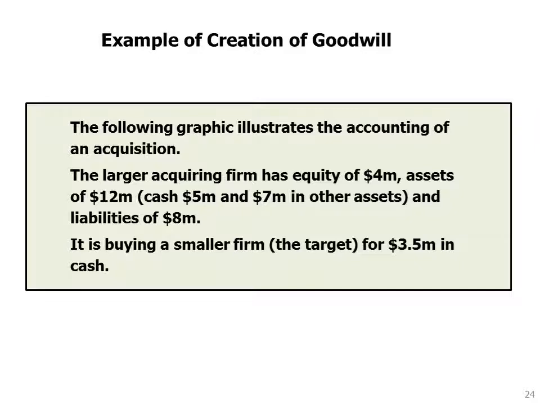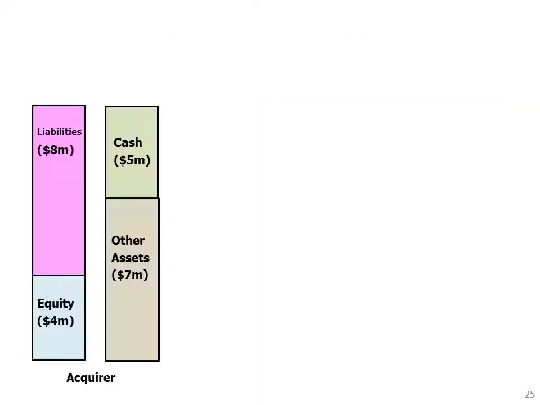So we've got a larger acquiring firm that has equity of $4 million, has assets of 12 million, cash of 5, and 7 million in other assets, and liabilities of 8 million. And it's buying a smaller firm, the target, for 3.5 million in cash. Let's go through this. So that's what the balance sheet of the acquirer looks like at the start. So equity of 4, liabilities of 8, funding cash of 5, and other assets of 7.